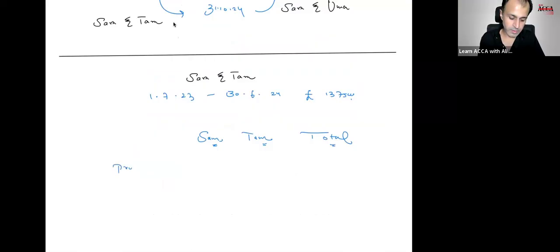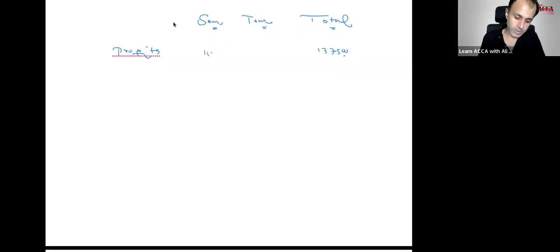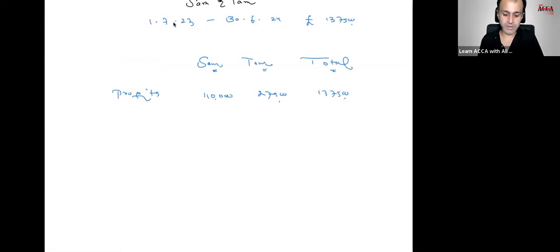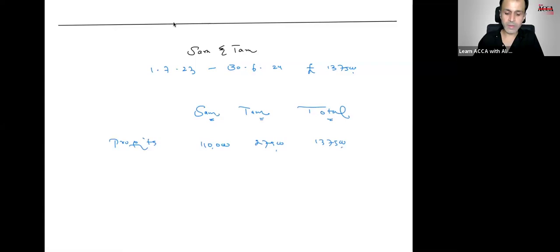So the profits are given as 137,500. We have to share 80% to Sam and 20% to Tam. 137,500, the 80% of that, 110,000. 110,000 minus 137,500 is 27,500. So the profits for this year have been allocated amongst the two of these partners with no admission of a new partner or the retirement of an old partner happening in it.